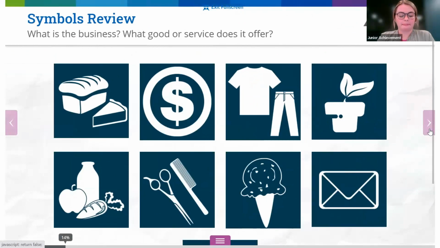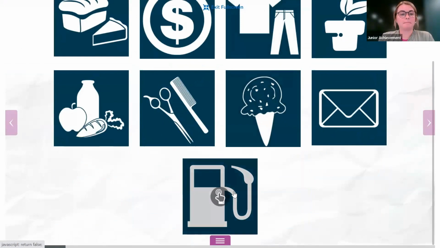Tell the class that you're going to be reviewing the 10 business symbol cards from Session 3. Ask students to describe the symbol, what kind of business it represents, and what good or service it provides for each of the symbols on the screen. Then select them to reveal the correct answers. Just as a reminder, you will have to scroll down to see the bottom card.